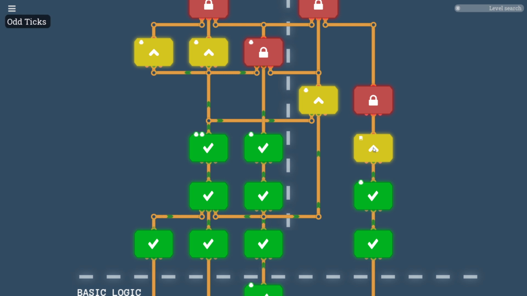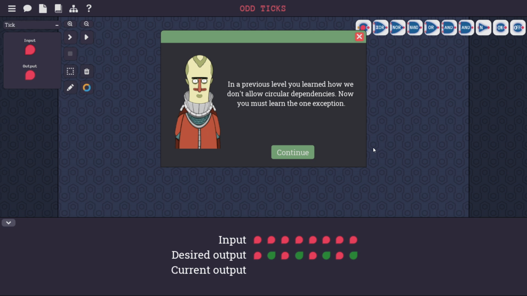After that, we have this level called odd ticks. So in the previous level, you learned how we don't allow circular dependency. That was the issue that we showed, that circular dependencies are not really expected. It's a wrong way of wiring the circuit. Now you must learn the one exception. Okay.